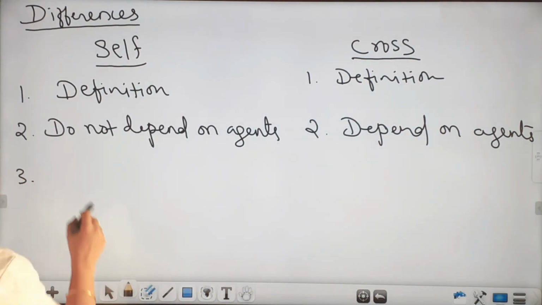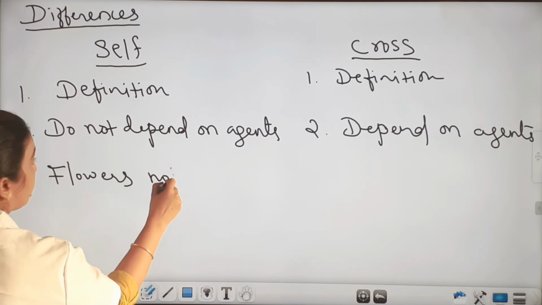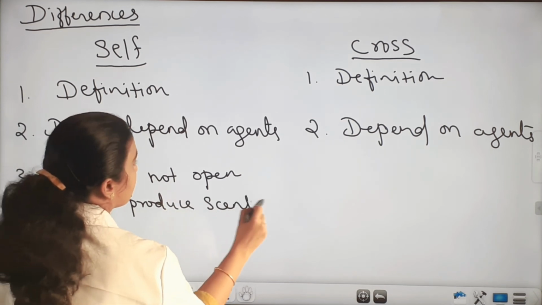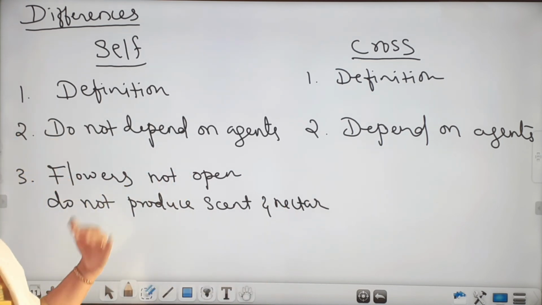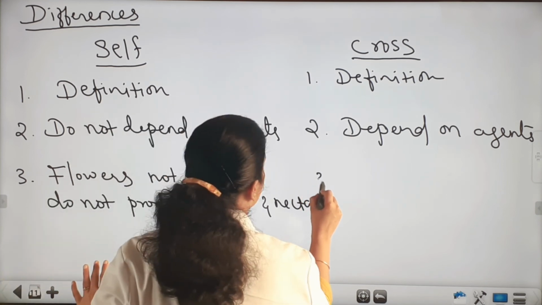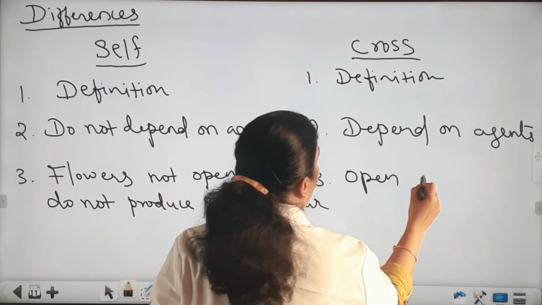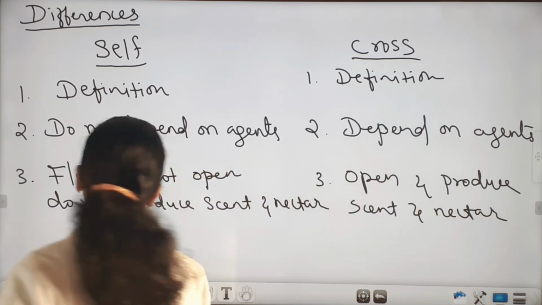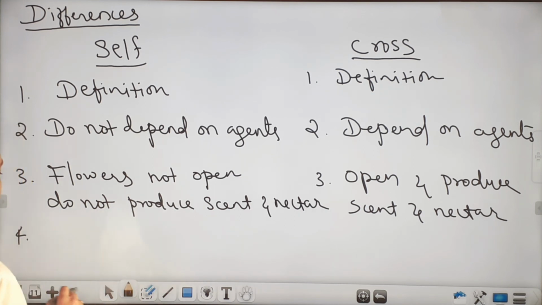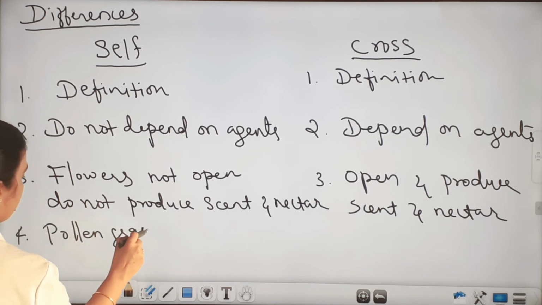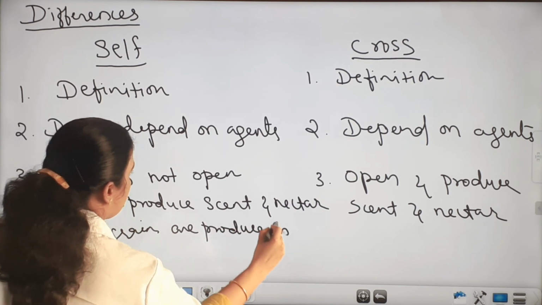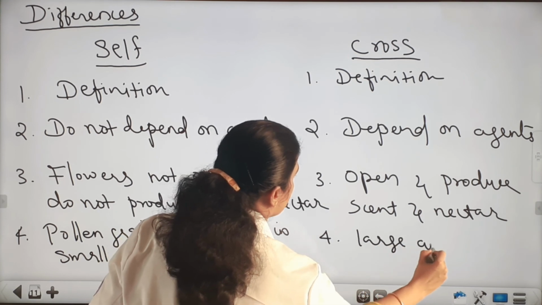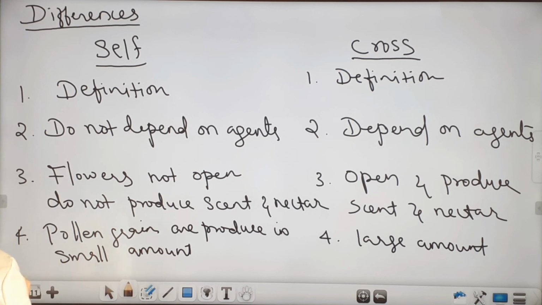And third one, the flowers do not open and do not produce scent and nectar to attract the insects. No need to attract any insects for doing pollination, but here they are open and produce scent and nectar to attract insects for accomplishing the cross-pollination. And the next point is, the pollen grains are produced in small amount. But here the pollen grains are produced in large amount.